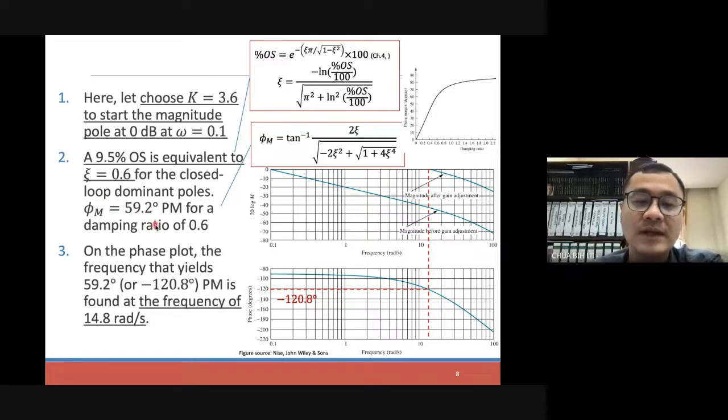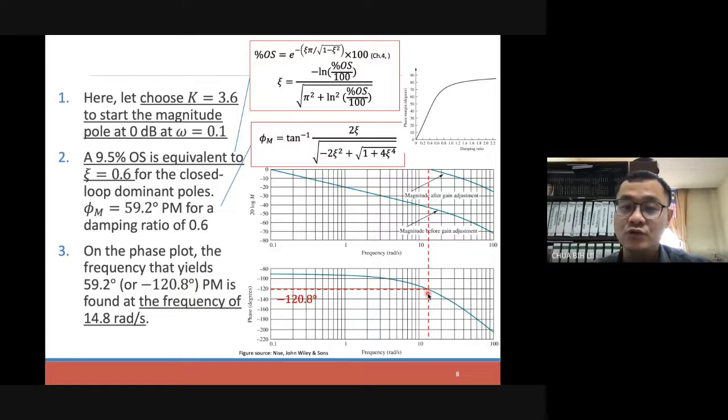From the 59.2, what we would do is, from the minus 180 degree line, we have this phase margin to be adjusted. So 180 minus 59.2 gives us approximately 120.8, or 120 if we use 60 degrees. Meaning to say, we would adjust from the 180 degree line in the phase to 120. It intersects at this particular point, at this particular frequency.